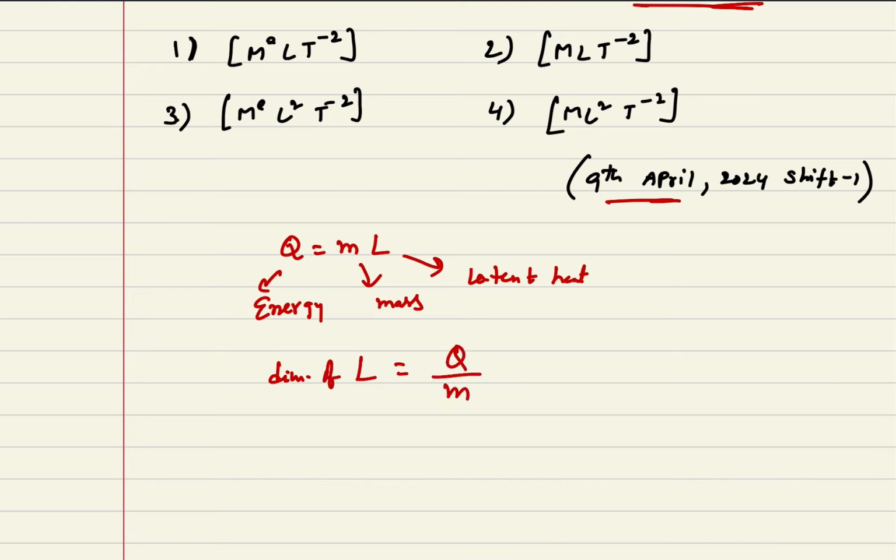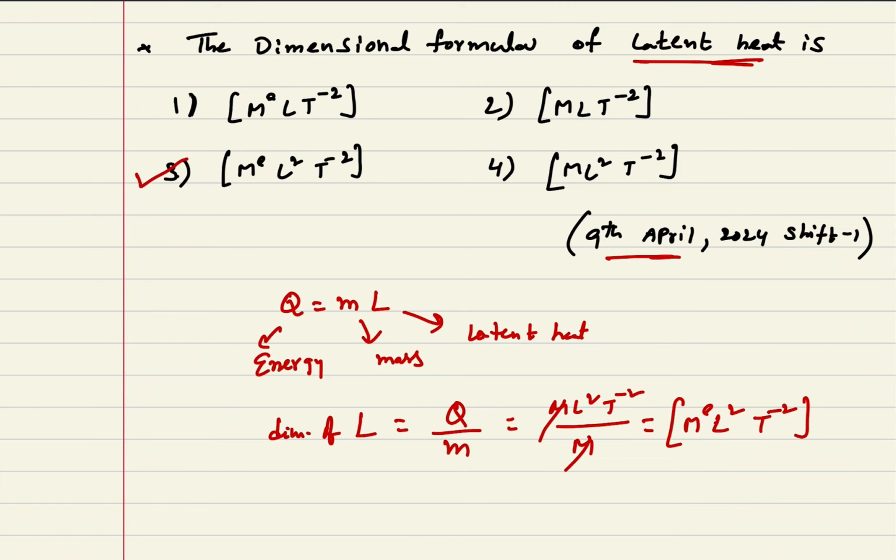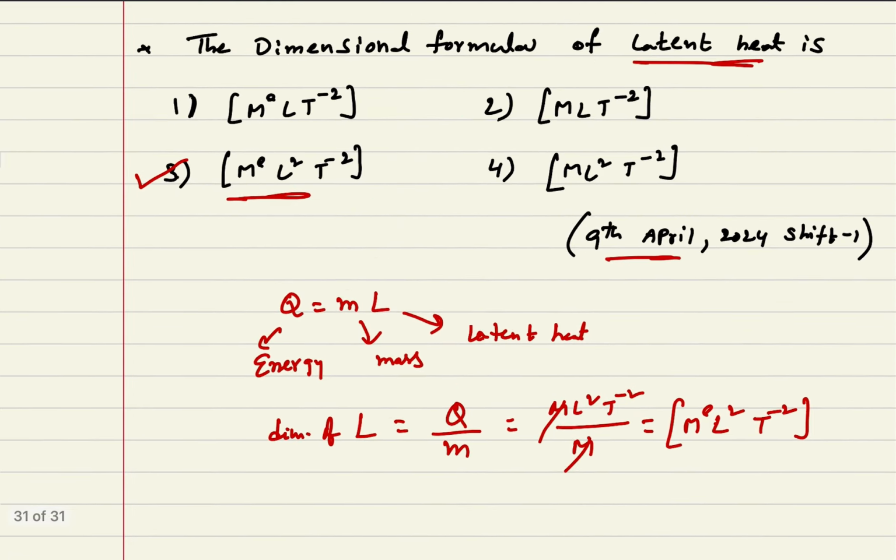Okay, dimension of L is equal to Q divided by m. Q is nothing but M L square T power minus 2 divided by the mass m. M and M get cancelled. Finally, we will get L square T power minus 2. M is not there, that's why I am writing M power 0. So which option following is correct? M power 0 L square T power minus 2. This is the correct option.